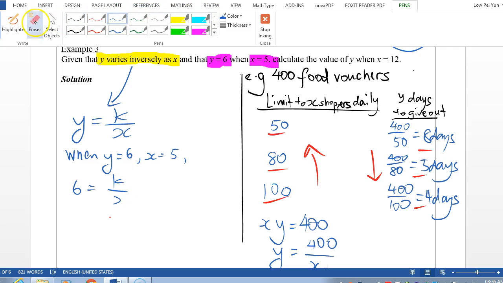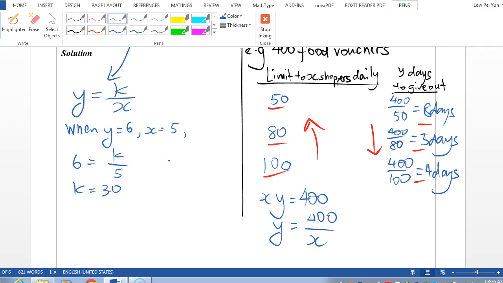We are going to find the value k. It can be done easily with cross multiplication. K is 30. So we can establish this equation. This equation will be y is equal to 30 over x.